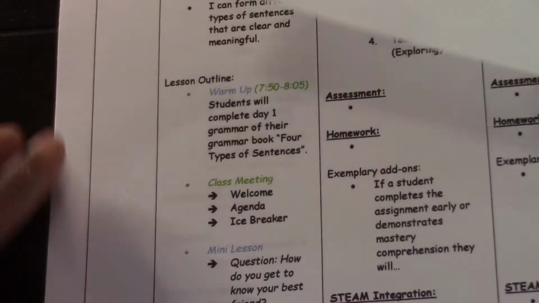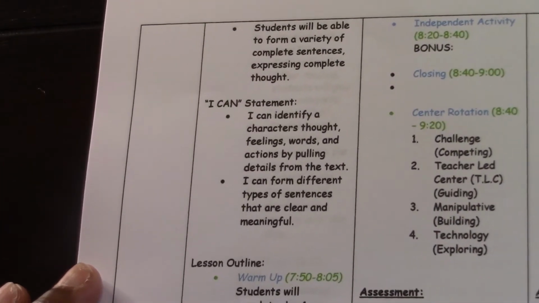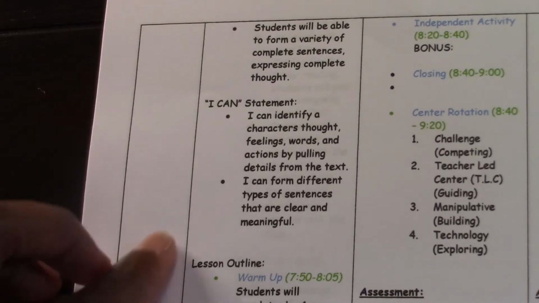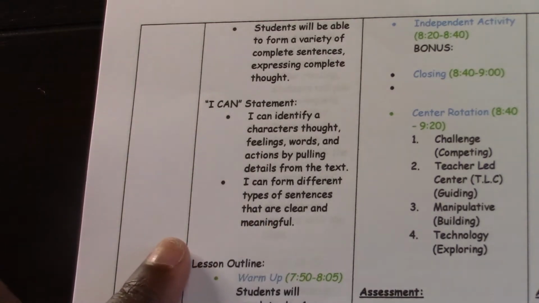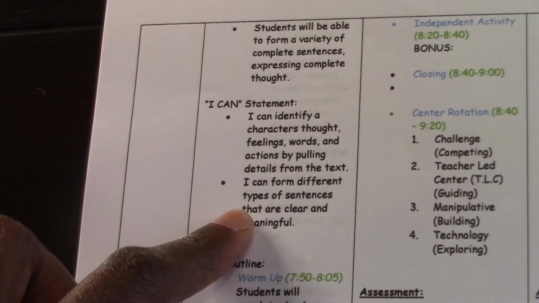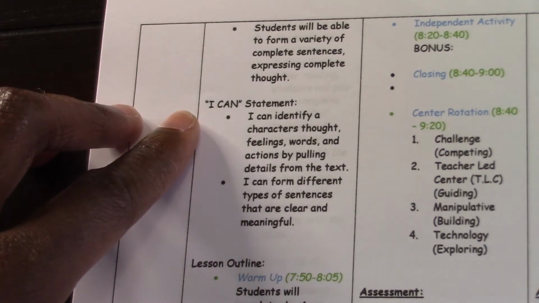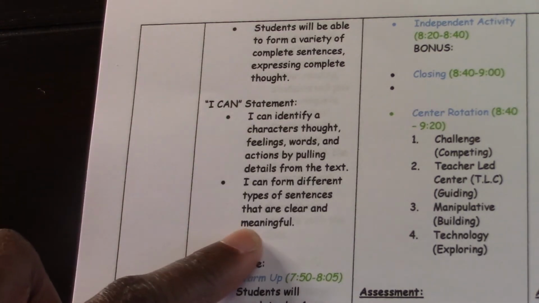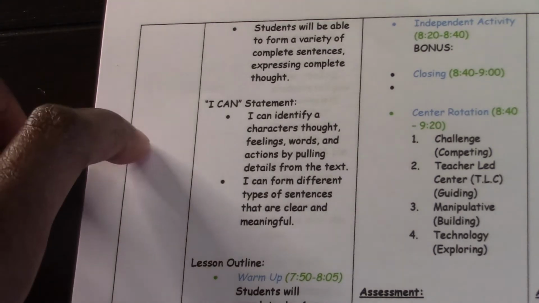On the next page, you'll see an example of the I can statement. Again, this is what students will see. And then again, I will also put criteria. I have not put the criteria on here. I just have the I can statement. So this one says, I can identify characters' thoughts, feelings, words, and actions by pulling details from the text. I can form different types of sentences that are clear and meaningful. And again, they would have how to know that they can definitely do those skills.